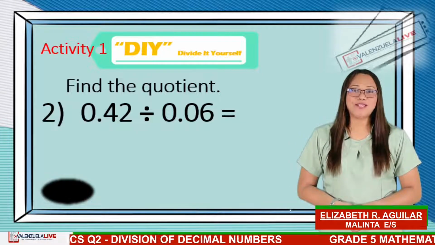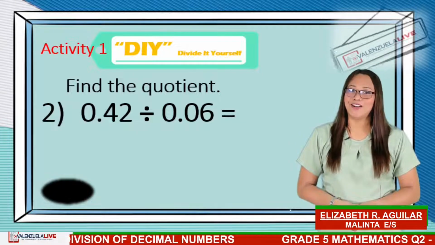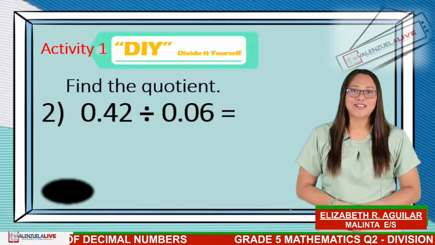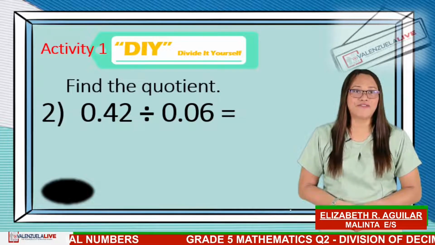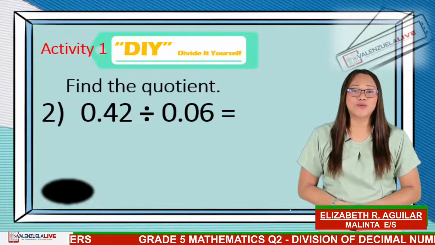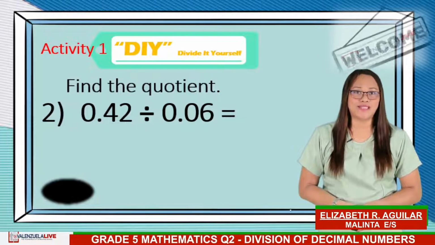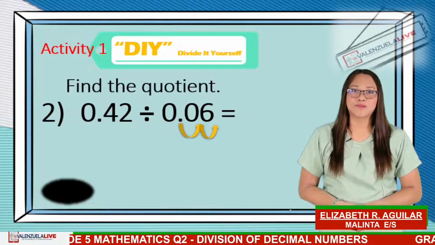All right, time is up. So what's your answer? Okay, let's see if your answer is correct. So again, we need to make our divisor a whole number. So we need to move the decimal point 2 places to the right. So we have 1, 2.